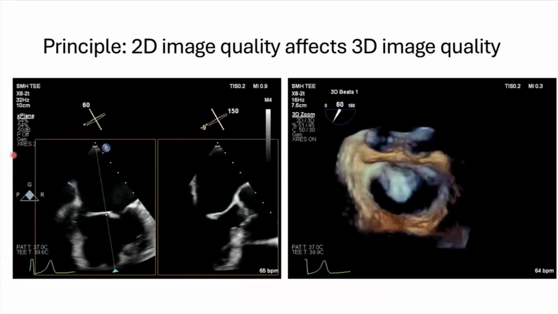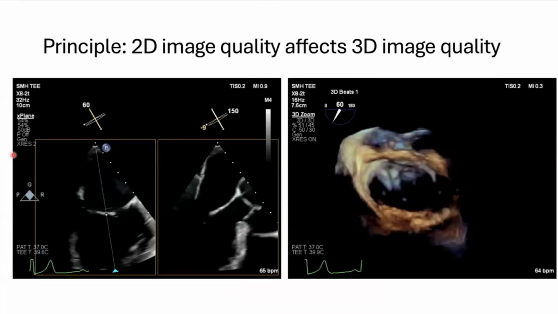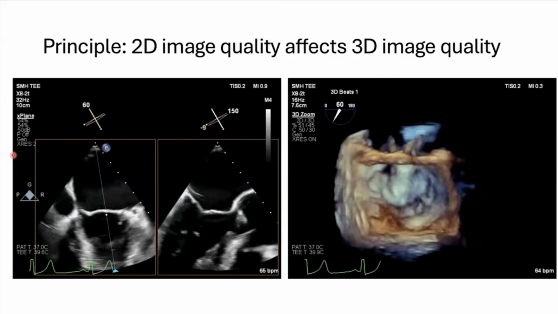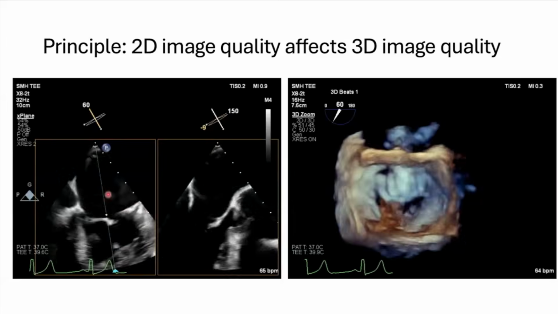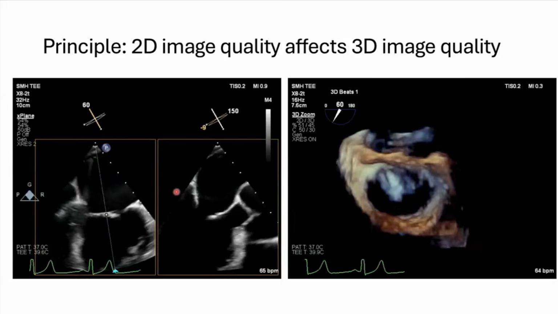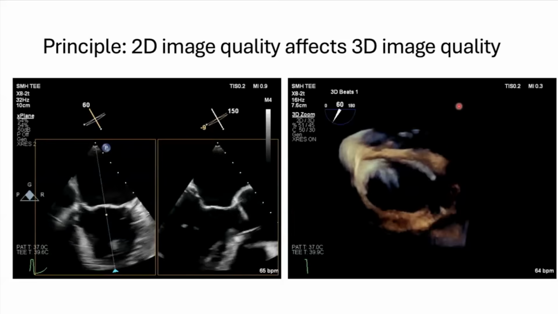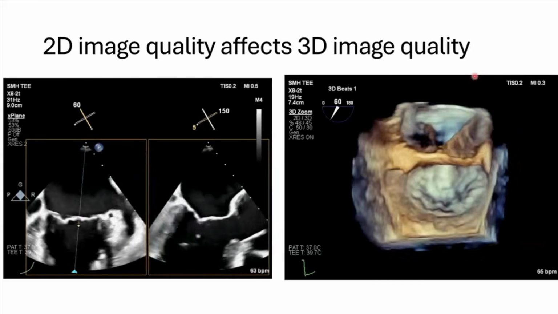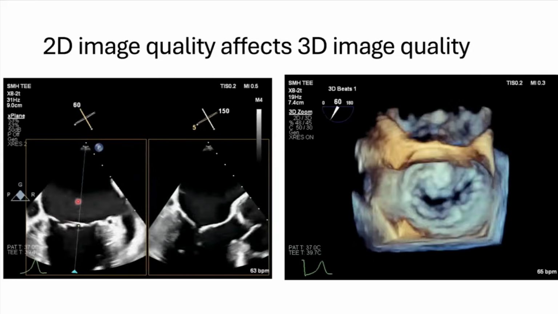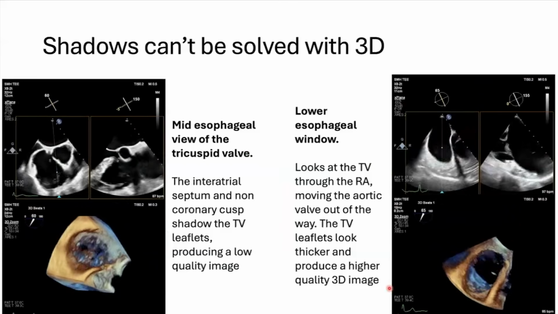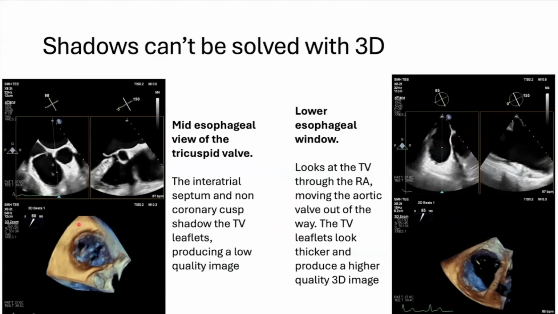So just to review, 2D image quality is going to affect 3D image quality. This is an example of a mid-esophageal view of the mitral valve, looking through the valve here. And you can see the image is choppy, there's not good probe contact. And so if you take a 3D image of this, it's not going to look good. But if you improve your probe contact, you improve your 2D image, your 3D image is going to improve. That's really important. Again, shadows can't be solved with 3D.